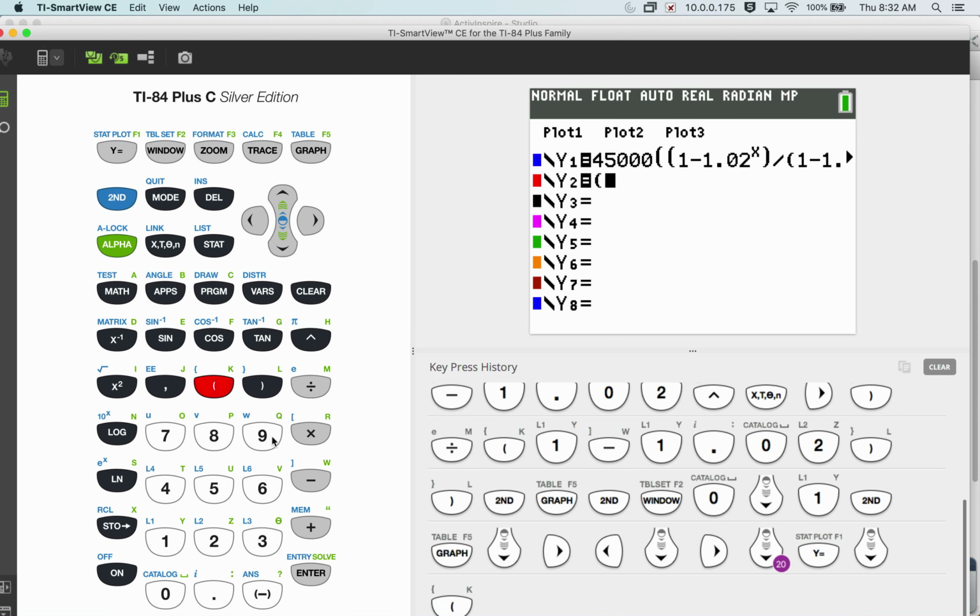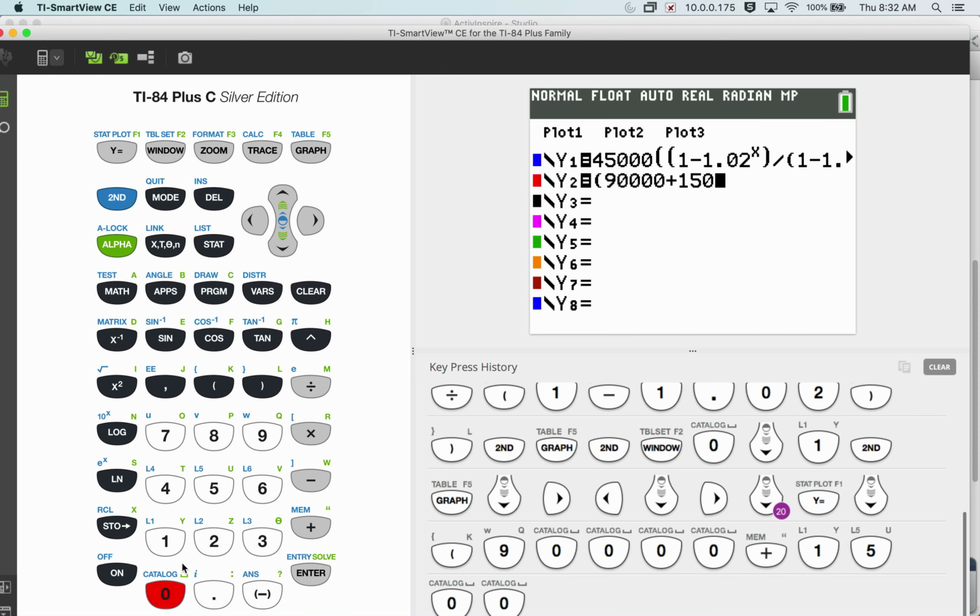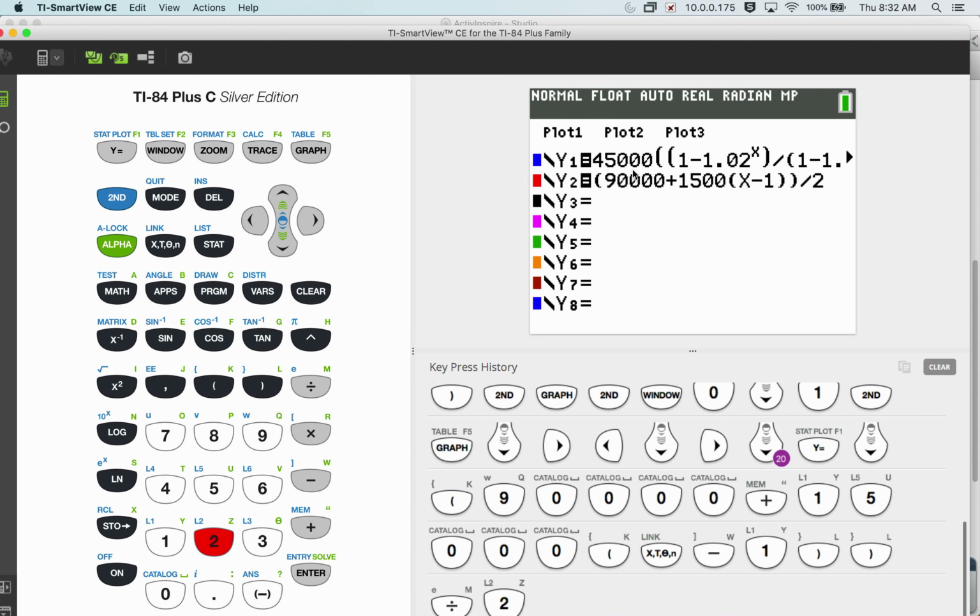Okay, into y2. Let's plug in this other formula. So it was 90,000 plus our common difference times x minus 1. All of that was divided by 2. Let me make sure I do my parentheses right here. So we're effectively averaging our first and our last paychecks and then multiplying that whole thing by the number of years. And let's go back to our table and see how that's going to change.